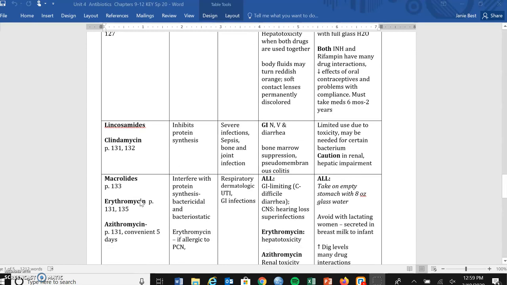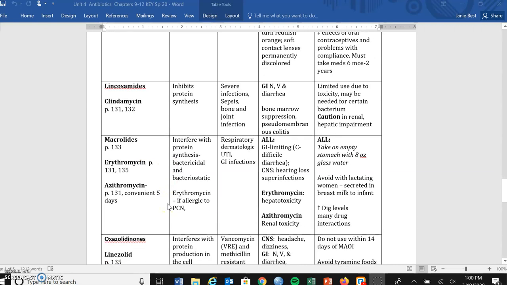Clindamycin is used for severe infections, and again, bone marrow suppression, pseudomembranous colitis is a definite problem with this drug, and for that GI effect, you may need to limit or decrease the drug or remove the drug and change to something else. Again, it is limited in use because of its severe toxicity issues.